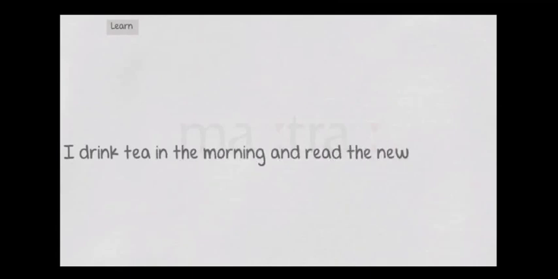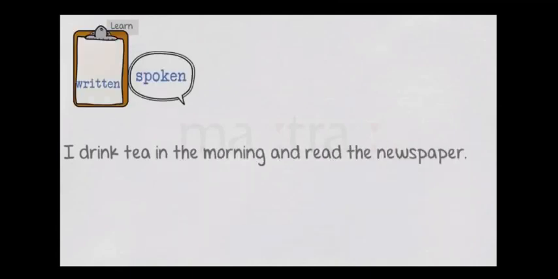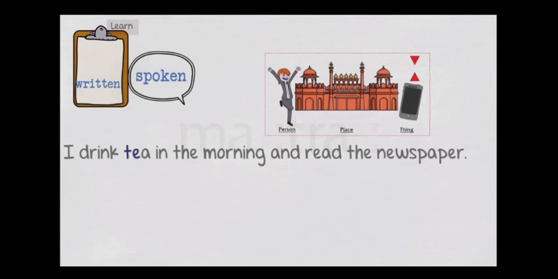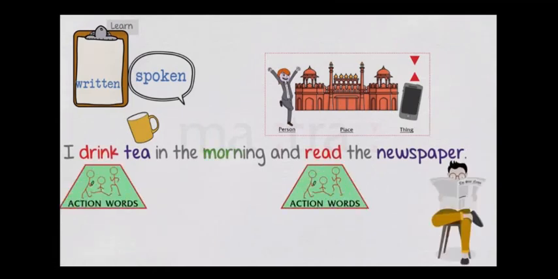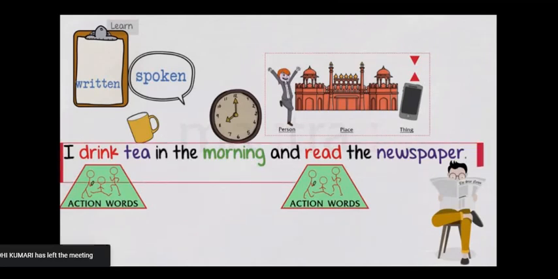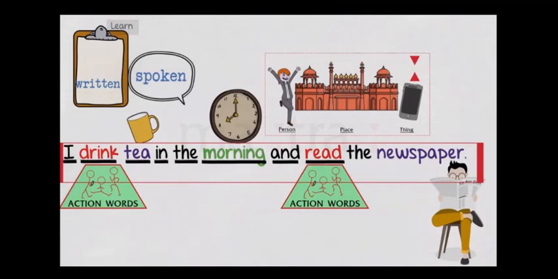Every sentence that is written or spoken always has a person, place, thing which is talked about. There is also an action word which tells us what the action is and when it happens, and a few more words put together, and the sentence is complete. I drink tea in the morning and read the newspaper.